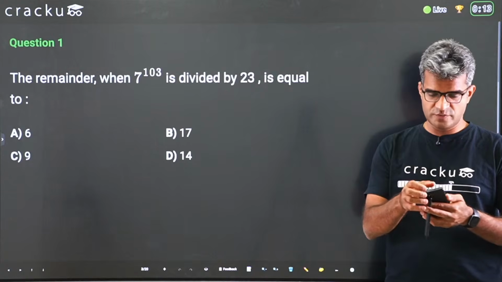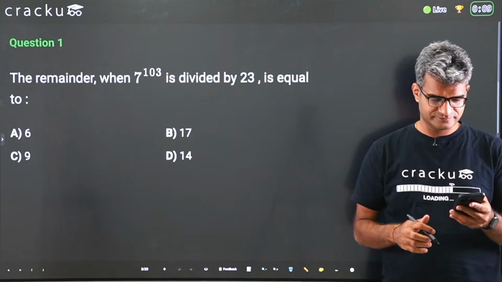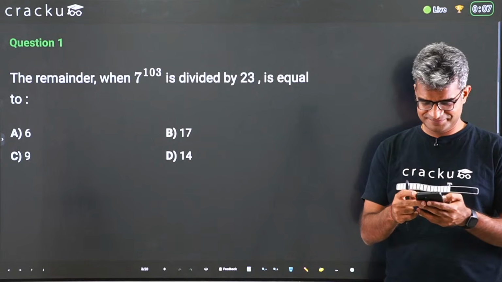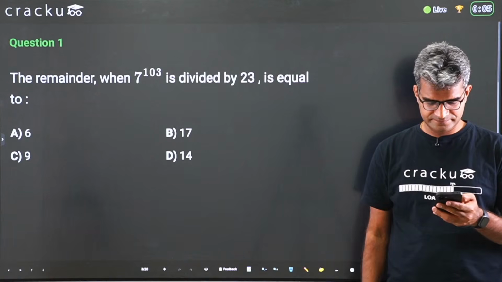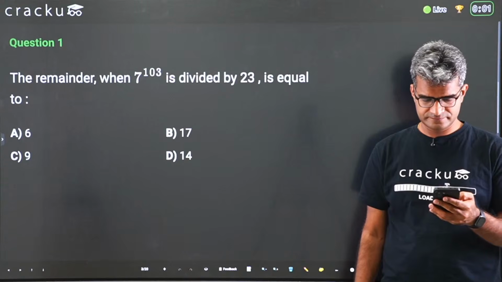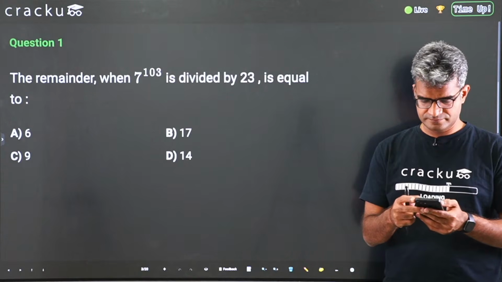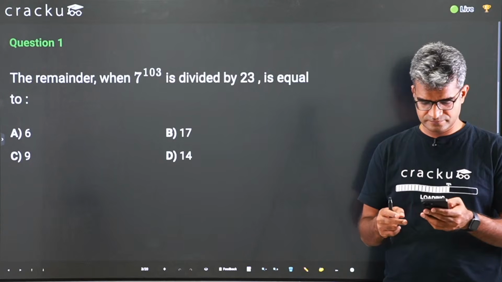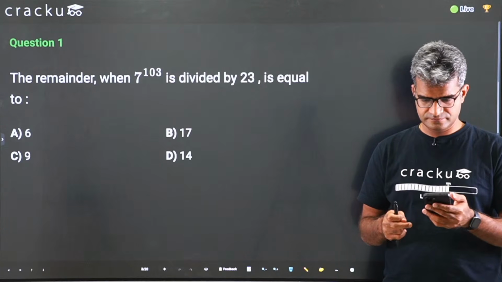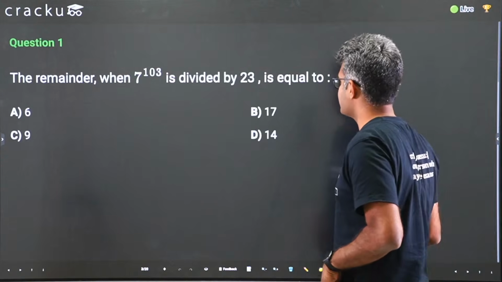Let me know, guys, nobody has gotten it correct. It is not a very difficult question. Okay guys, the time is up for this question. Let us try to solve it.